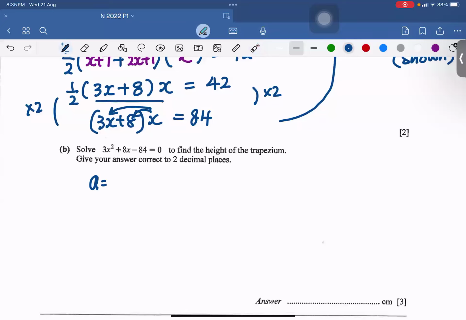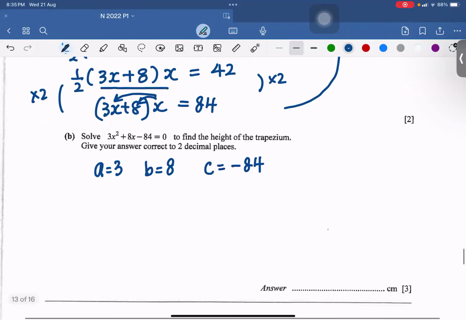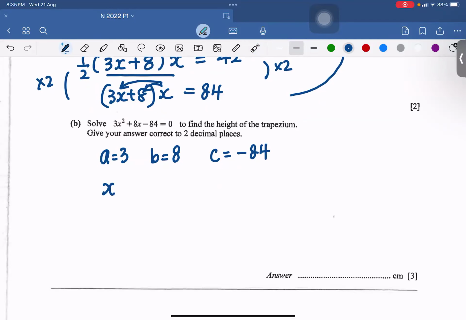A equals what number? 3. B equals 8. C equals negative 84. Very good. Anyone can memorize what's the formula? x equals this one.